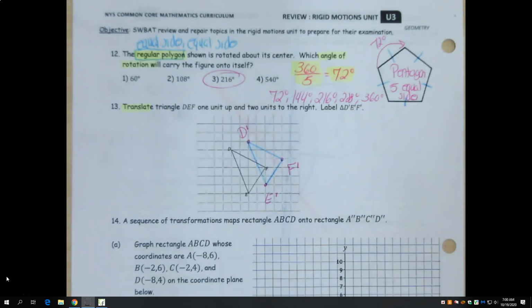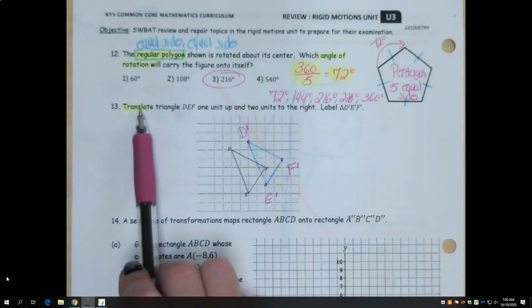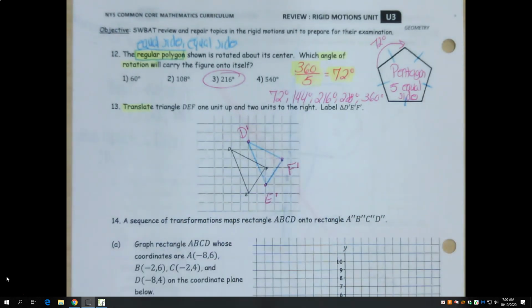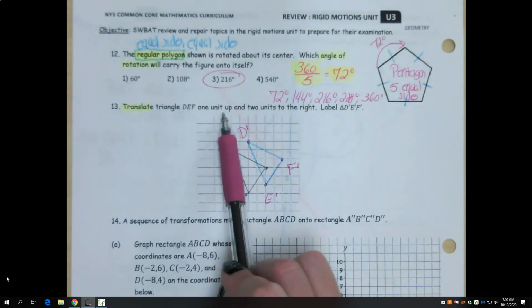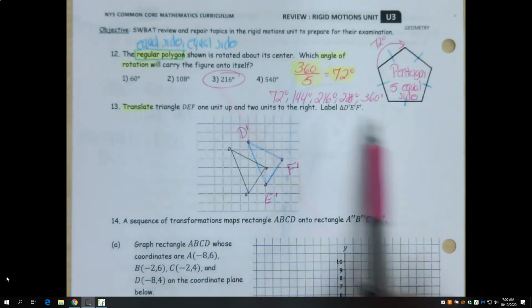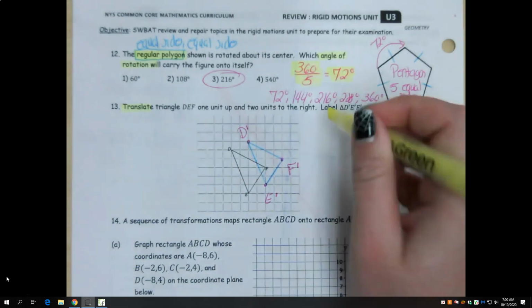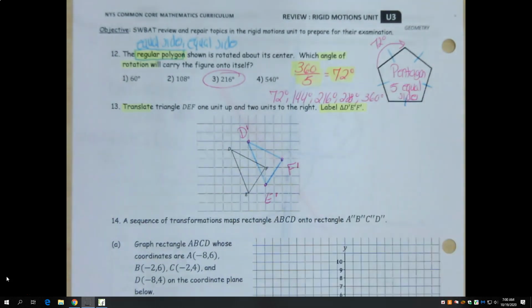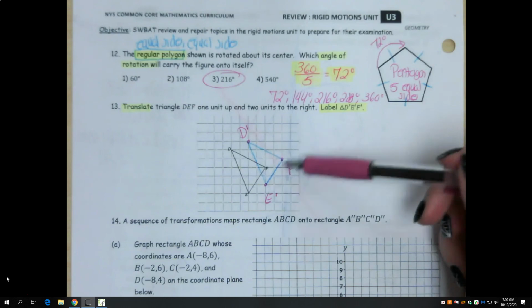And number 13 was fairly straightforward. Again, to translate just means to move. So I'm just counting the boxes, up 1, to the right 2, and then I made sure that I labeled, let's highlight that, I want to label triangle D prime, E prime, F prime at the end. So make sure that you form that triangle once you are done.